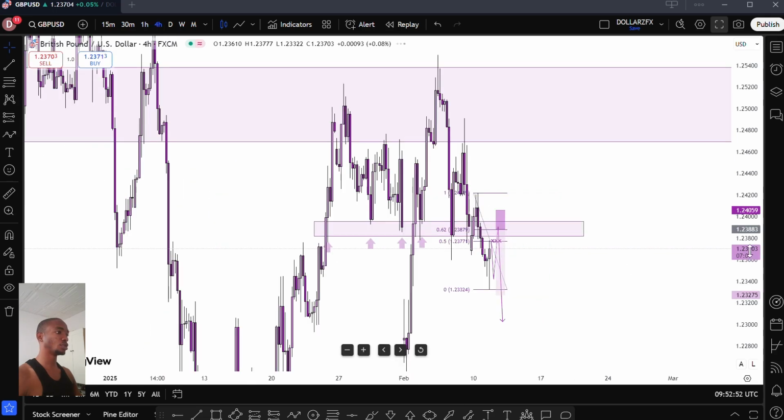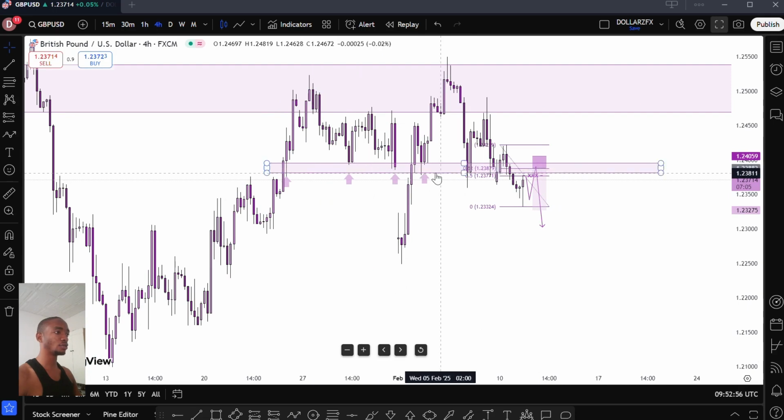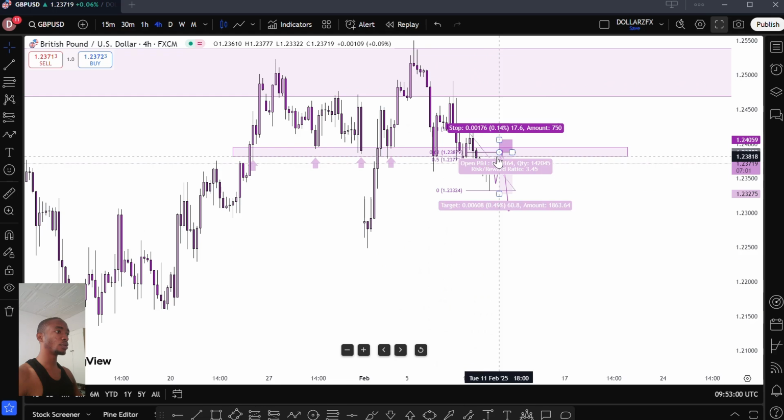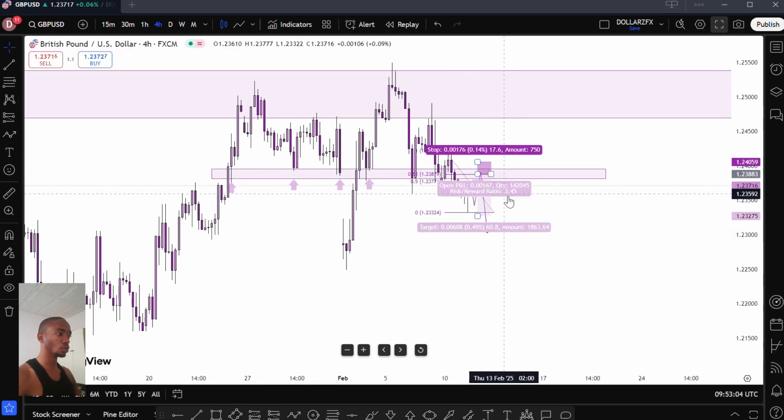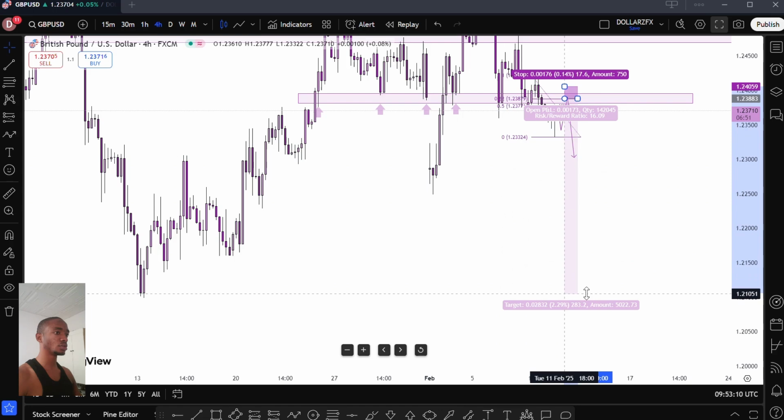You already know the reason why it's a selling opportunity, because we are at the neckline of the double top pattern. So we are waiting for what? A proper retest on this zone, so we can look for a proper selling opportunity. So you can as well target up to this zone.